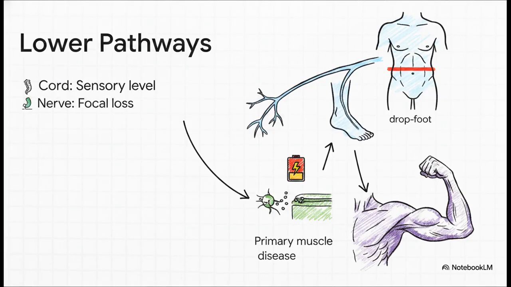So what do breaks in these lower pathways actually look like? Well, if the spinal cord takes the hit, you'll generally find a sharp sensory level on the trunk, which is very often accompanied by bowel or bladder dysfunction. Moving further out to a peripheral nerve, the loss becomes strictly focal, like a classic drop foot. If the nerve is perfectly fine but the neuromuscular junction is failing, you'll see fatigable weakness. Finally, primary muscle diseases cap off our journey with a characteristic symmetric proximal weakness.